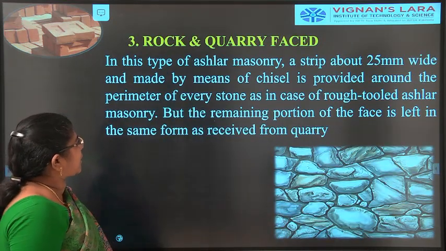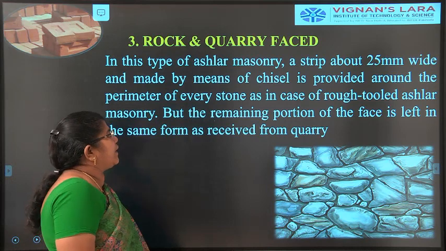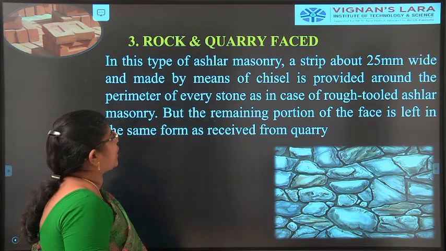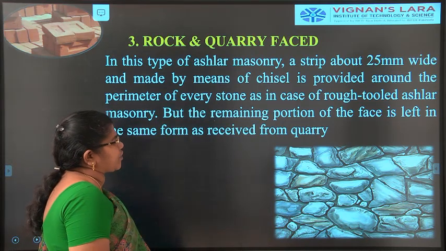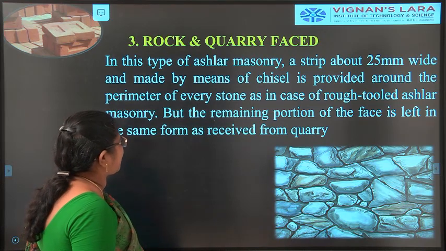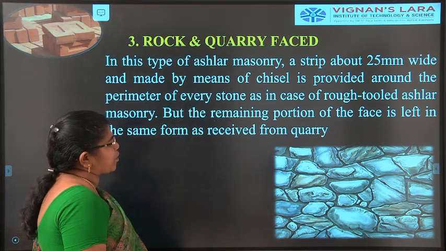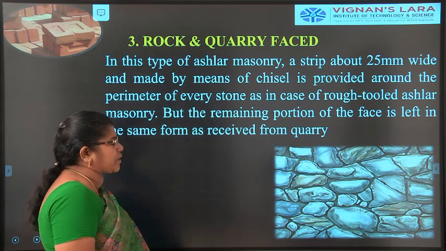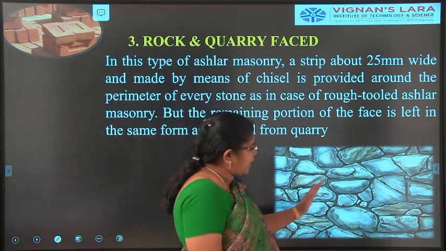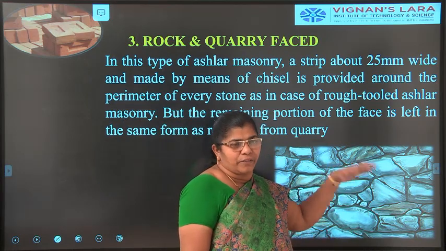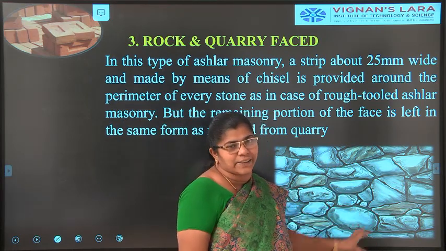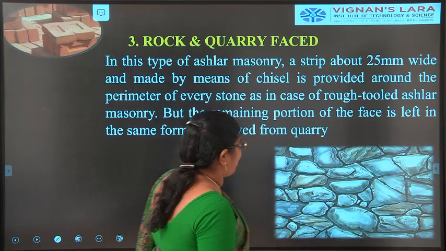The next one is the rock or quarry faced one. In this type of masonry, a strip of 25 mm made by means of chisels is provided around the perimeter of every stone, as in rough tooled ashlar masonry. The remaining portion of the face is left in the same form as received from the quarry. So only the edges have a finish, and the rest we keep as it is.